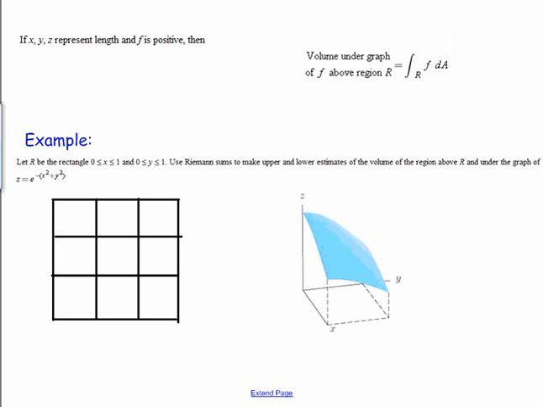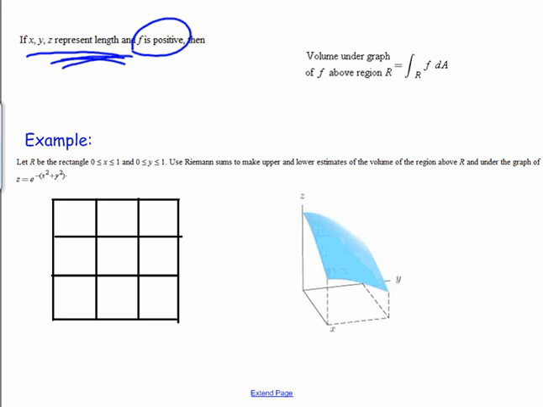Okay, so let's look at examples where we're not talking about foxes anymore, but we're just talking about a three-dimensional system in terms of x, y, and z. So let's think about x, y, and z as just being length. There's some value of length, and we have some value f, which is positive. The idea of f being positive is just saying that we're not dipping below the xy plane here.